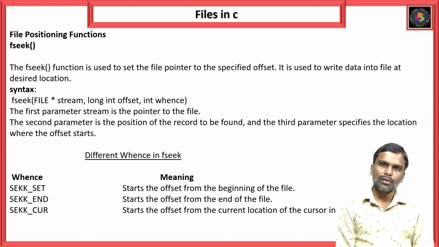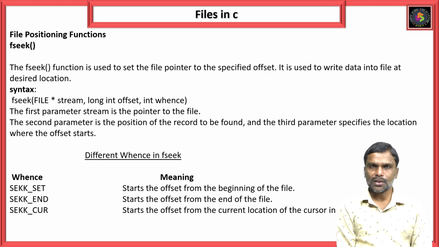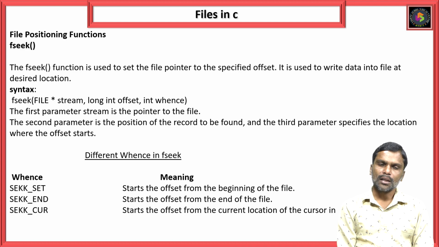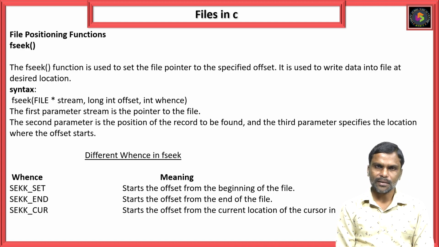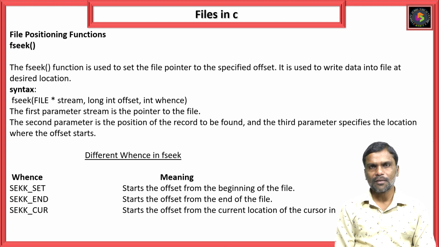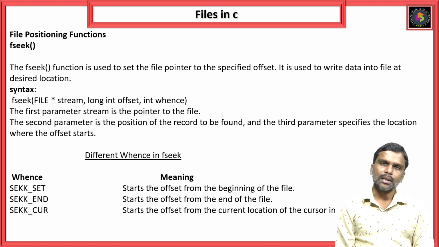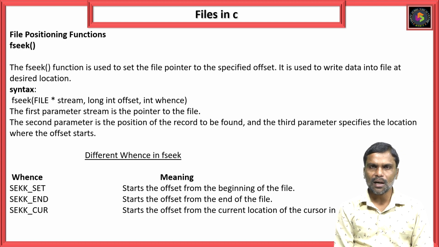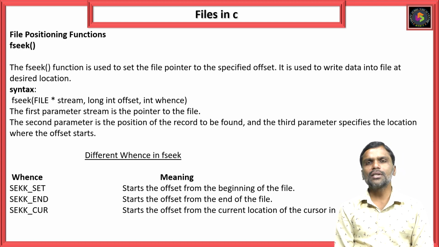So here we have three types of file positioning functions. The first one is called fseek. The second one is called rewind. The next one is ftell. So these are the three important file positioning functions. Just now I have given you an introduction: if you want to print some part of the list of data present in the file with the help of a program, then we use these functions in the programs.